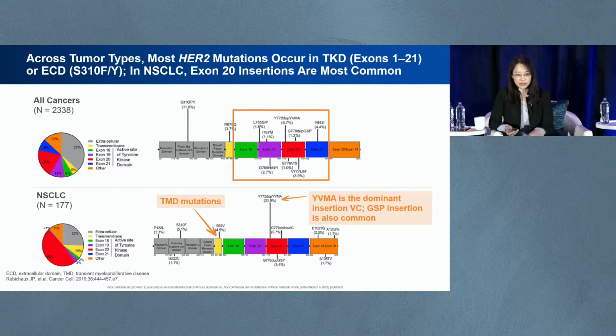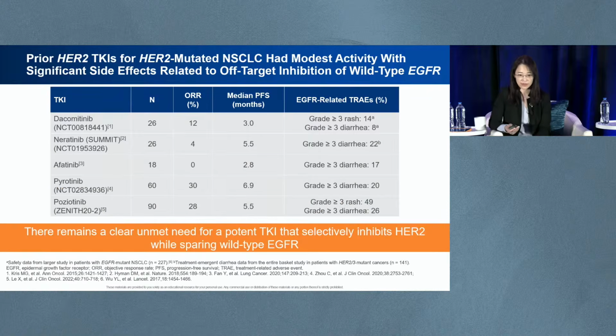So I will repeat some of the information just to emphasize that the most common TKD domain mutation is actually the YVMA insertion, which occurs in more than 30% of cases, but other insertions in exon 20 are still oncogenic events. We know EGFR and HER2 have huge homology because they're ERBB family members 1 and 2. So the effort of using small molecules to target HER2 insertion mutation has been ongoing for at least a decade.